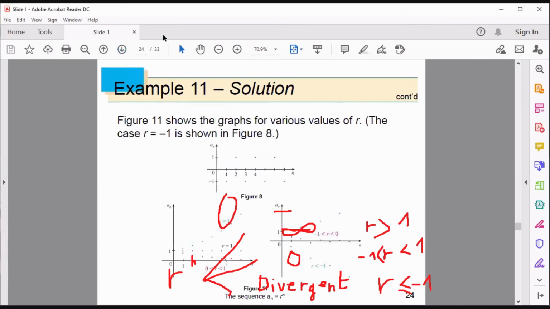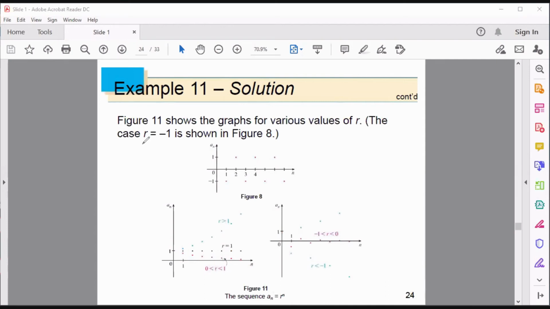In the figure, we have the graph of the sequence r to the n. This is when r equals -1. When r equals -1, sometimes it's 1 and sometimes it's -1, then it's divergent. When r is more than 1, the sequence becomes large and goes to infinity. And when r is less than -1, sometimes it's large and sometimes it's very negative. That's why the limit does not exist, and we call this a divergent sequence.